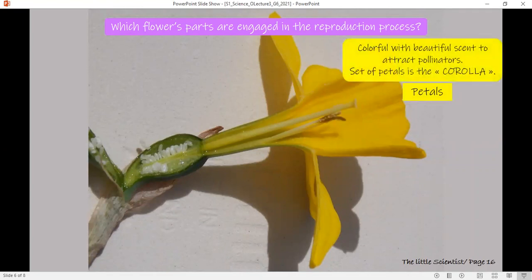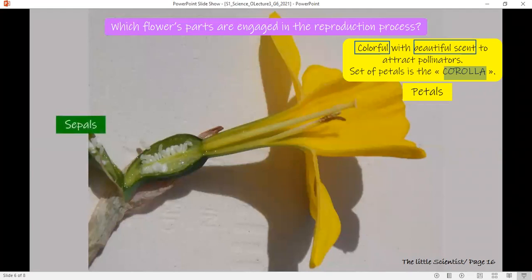As I said, petals are colorful. They have beautiful and different colors. They have a beautiful smell to attract animals. Many petals, the group of petals, is called the corolla. So the group of petals is the corolla.